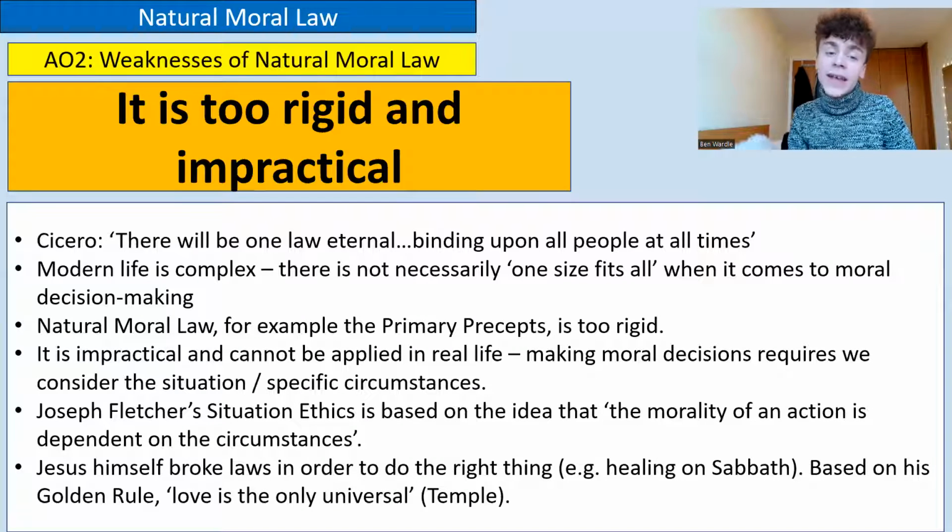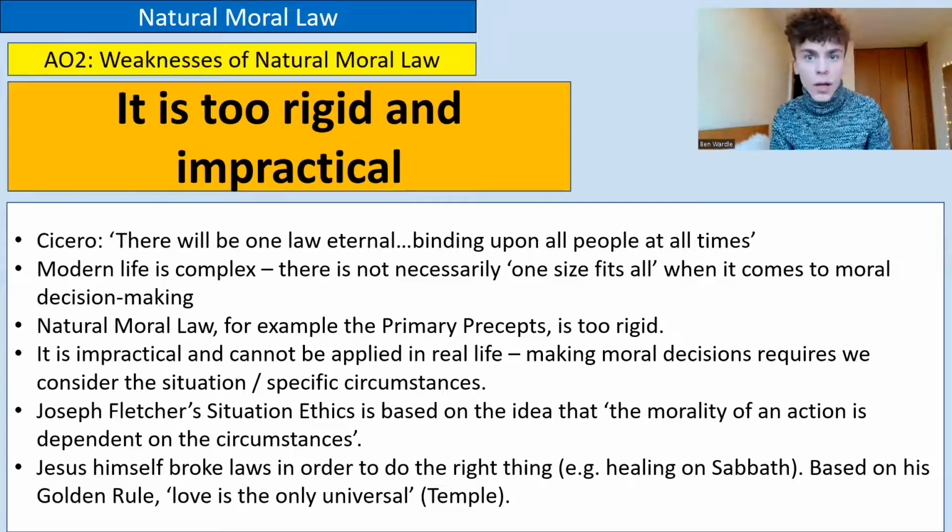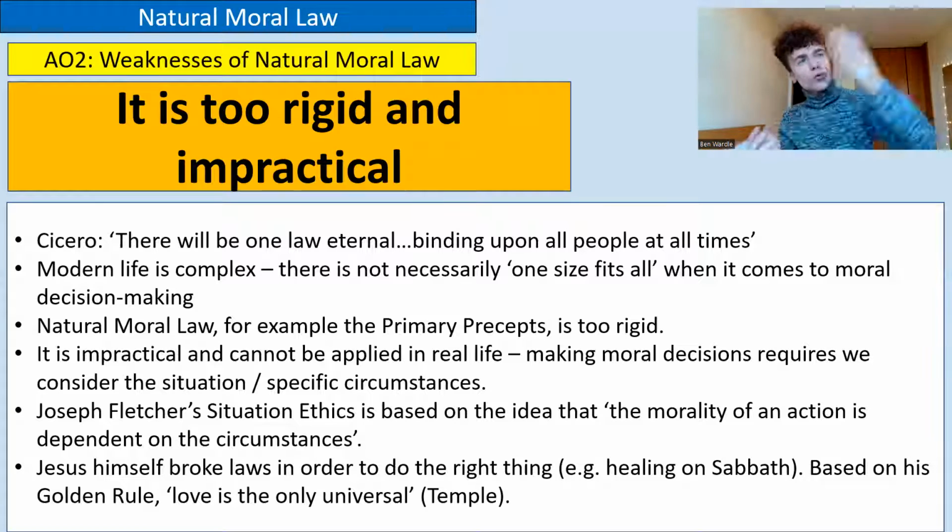Another really good point is that it's too rigid and impractical. So obviously Cicero said there will be one law, eternal, binding upon all people at all times. Now, when he said that, he was living in a very different world, in a very different context to the world in which we live today, wasn't he? And so could we actually think that the rules he followed would still be relevant today? Their beliefs about the world were completely different to ours today. They had a completely different understanding. They didn't know, for example, what the sun was. They didn't know what the moon was. No one had been up there in a spaceship. And so in today's world, are those rules that were followed 2,000 years ago still relevant?